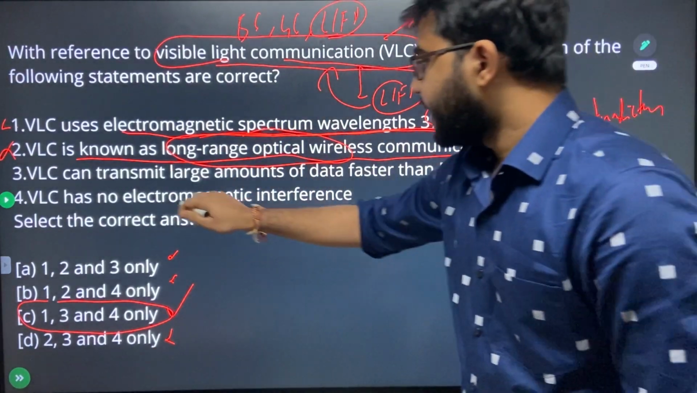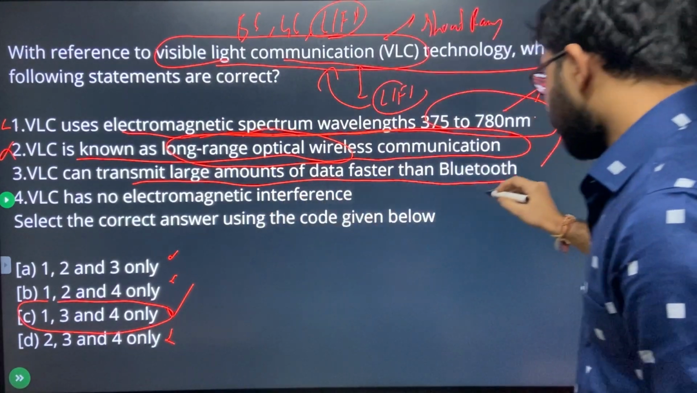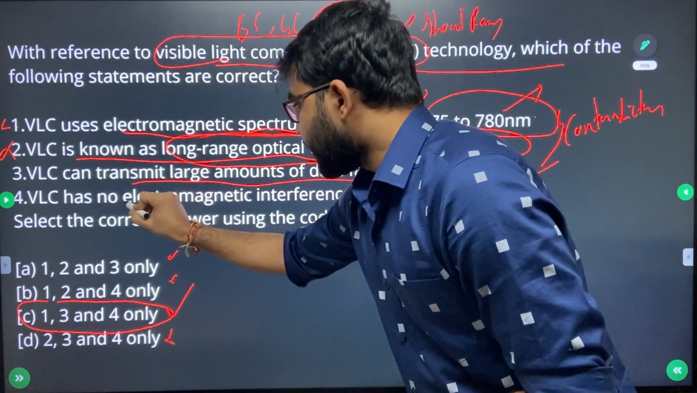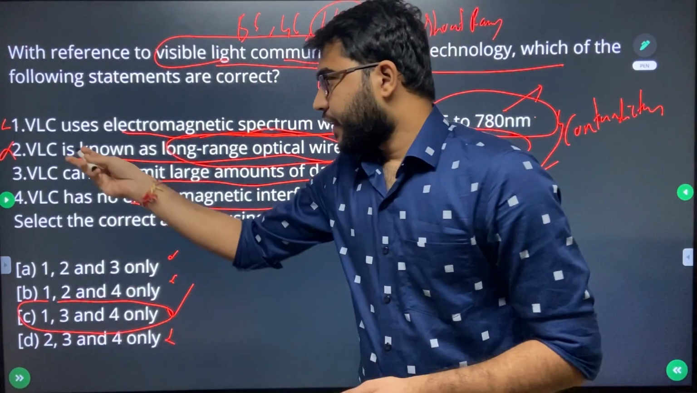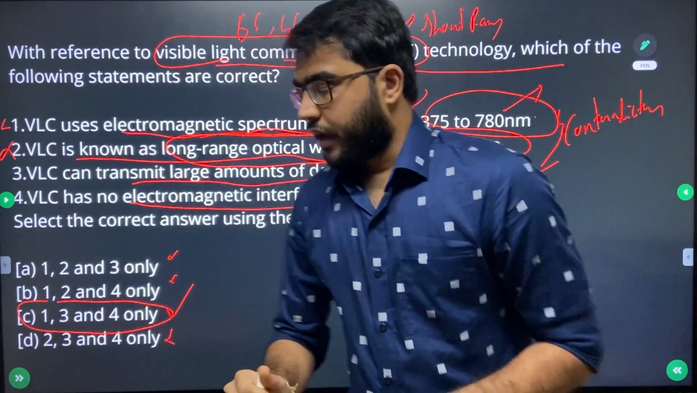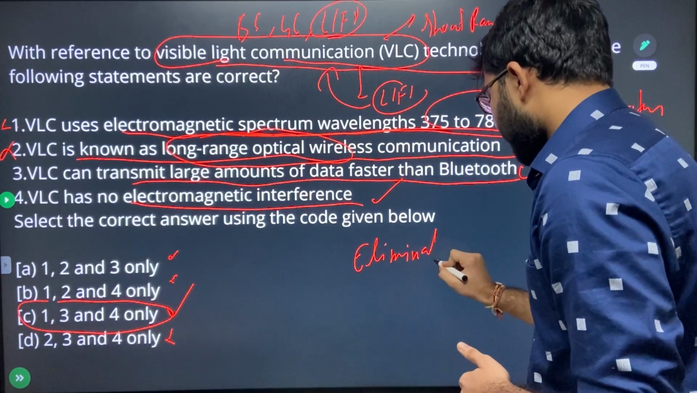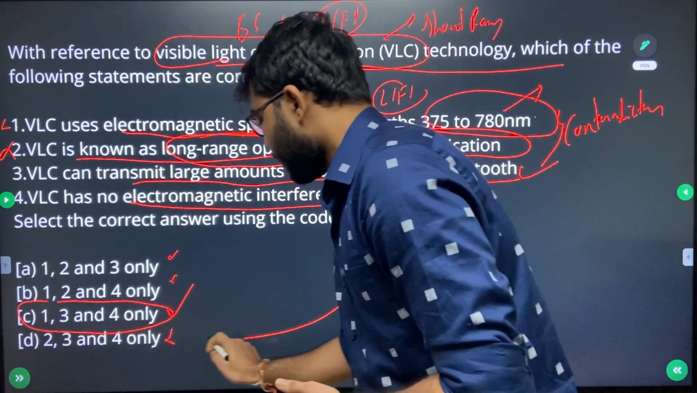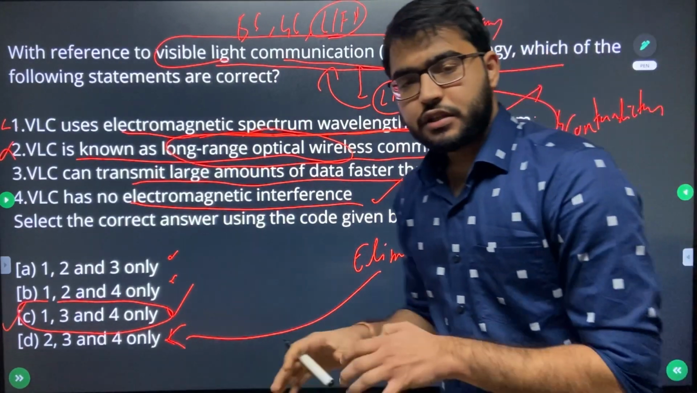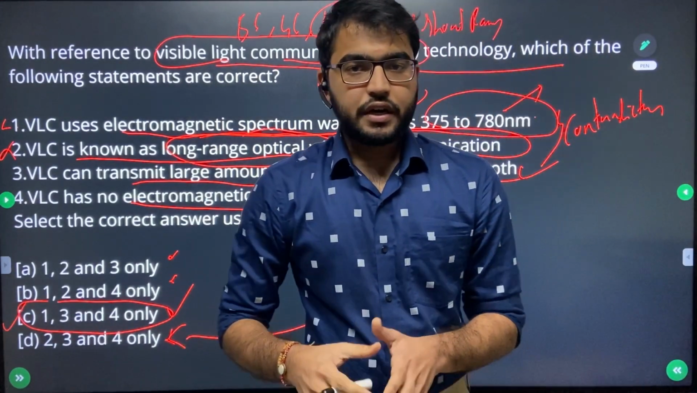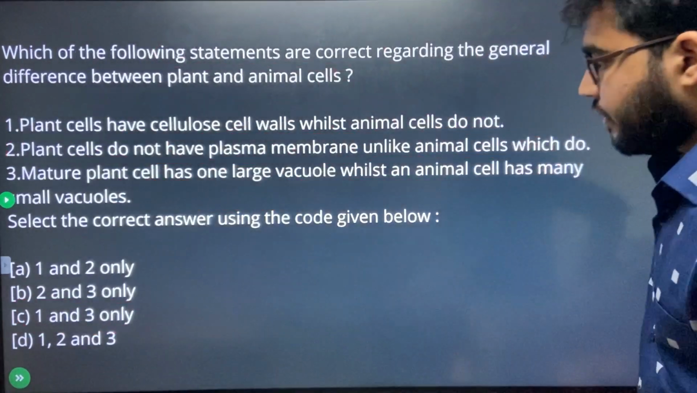Now third, VLC can transmit a large amount of data compared to Bluetooth. Again, it is a very true statement. And VLC has no electromagnetic interference, again true. So here you just have to identify the wrong statement, and by applying this elimination technique, you can easily derive the right answer, which is C. So you see, we have seen 6 questions. All the questions were quite easy to attempt if you read.